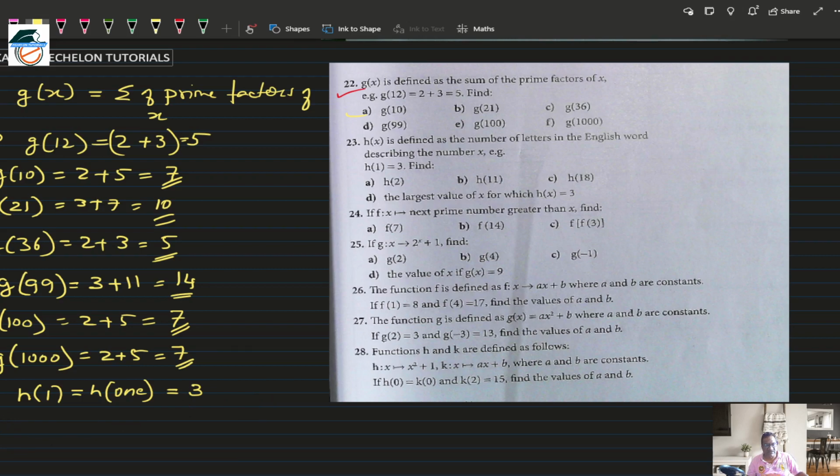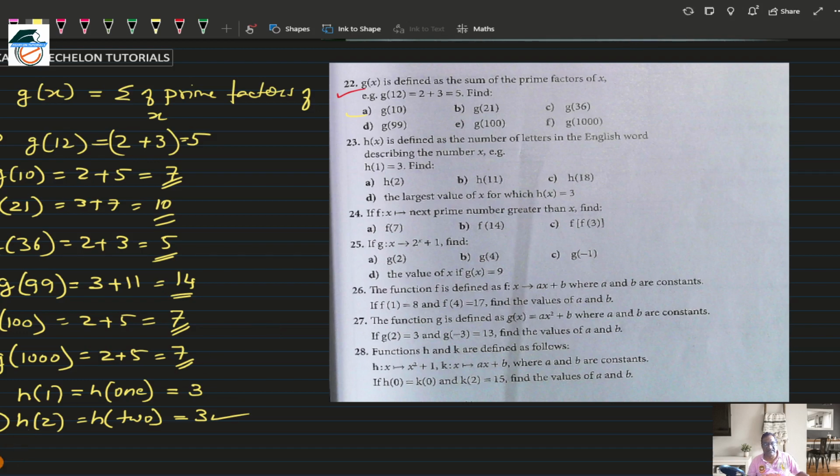Now let us try to find out A. A is what? h of 2. So h of 2 will be equal to h of, I'll write it in English, TWO. Now this is made up of how many letters? 1, 2, and 3. So my h of 2 has to be 3. So the answer for A is 3.